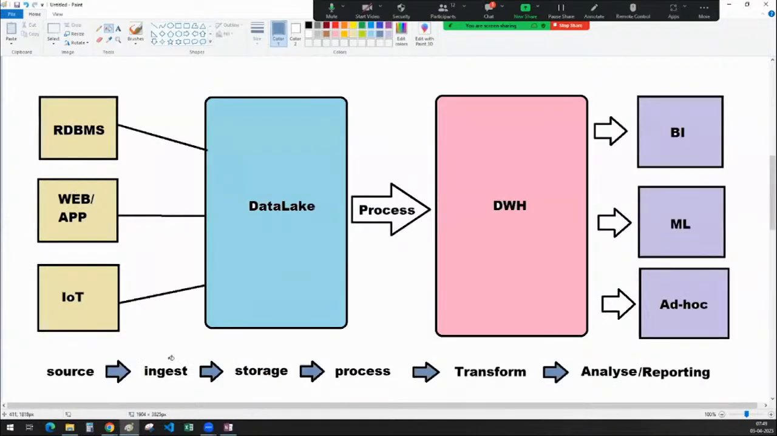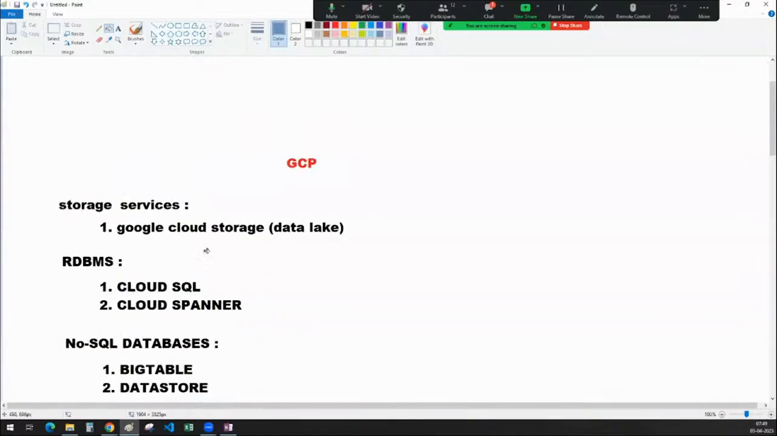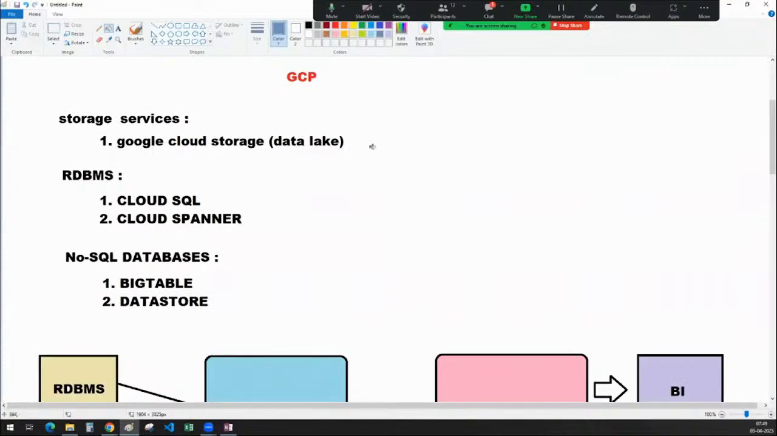Okay. Sir, for ingestion purposes, what are the tools that we are using? There are plenty of tools for ingestion. People are using Pub/Sub, people are using the Kafka connector. We are going to learn Pub/Sub, guys. Okay. What about the data lake, sir? As a data lake, we are learning Google Cloud Storage, guys. In GCP, Google Cloud Storage is acting as a data lake.